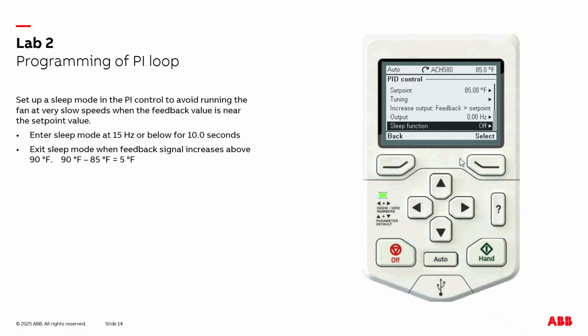All right. So in the PID control part of primary settings, 2 more down after we discussed previously the increased output over feedback greater than set point discussion, is sleep function. So we select sleep function here, and we're going to activate it by selecting it. Now, our activation level by default is 25 Hertz. We're being asked to set it to 15, so we'll quickly edit that to 15.